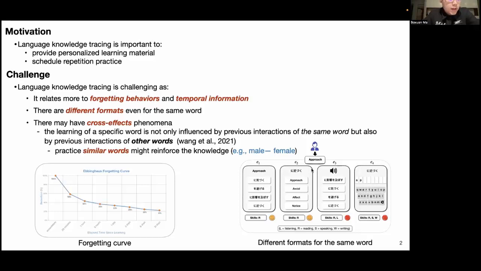The cross-effects phenomena indicates the learning of a specific word is not only influenced by previous interactions of the same word, but also previous interactions of other words. For example, practicing similar words might influence knowledge.